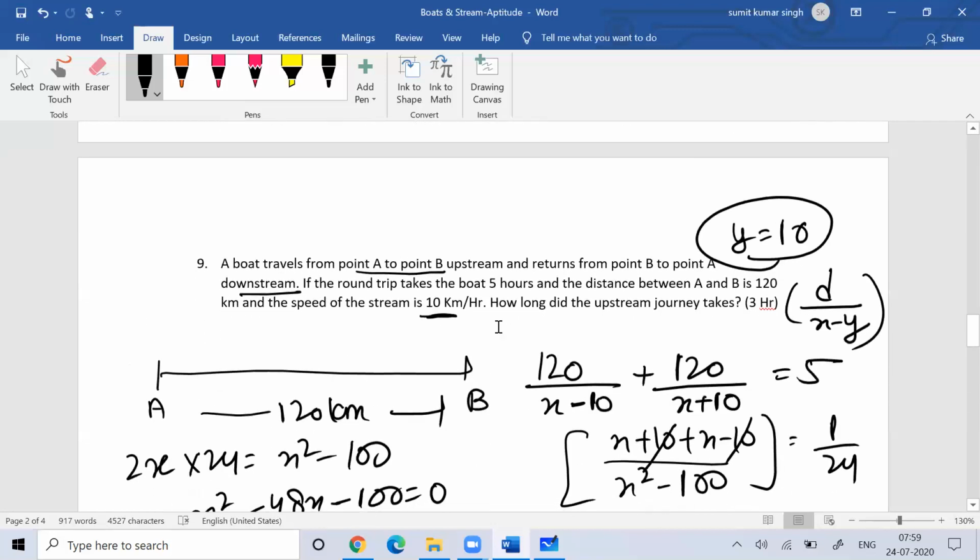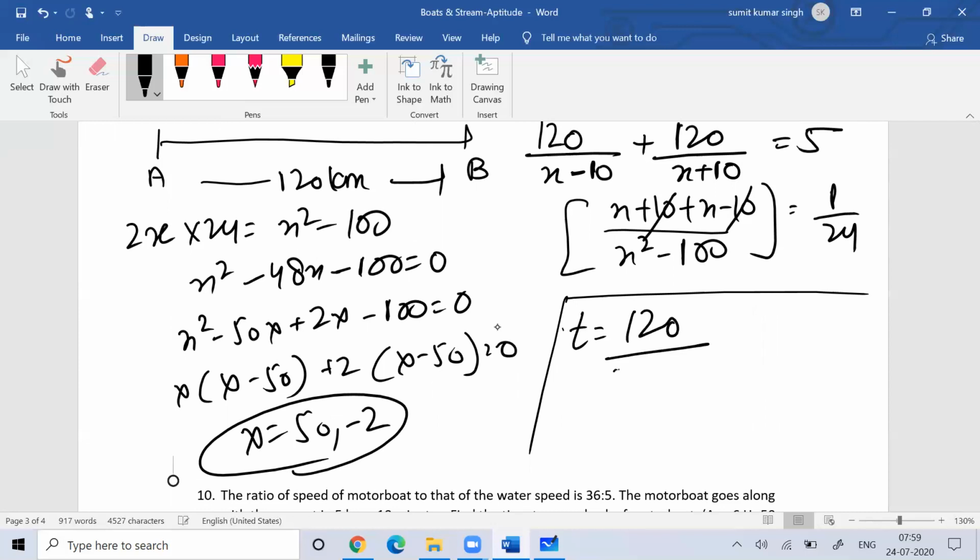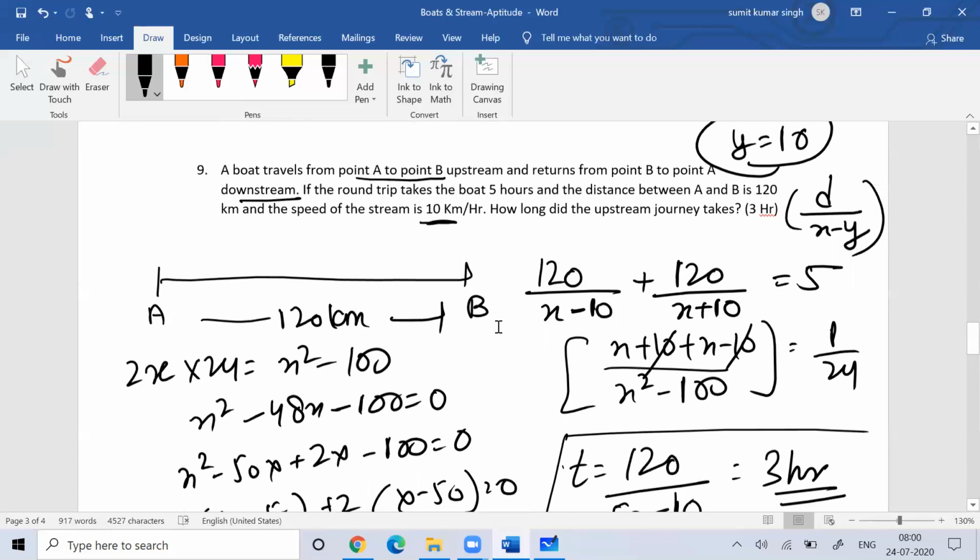So how long does the upstream journey take? The upstream journey is 120 divided by 50 minus y. What is y? y is 10. That is 3 hours. Simple question, simple calculation.